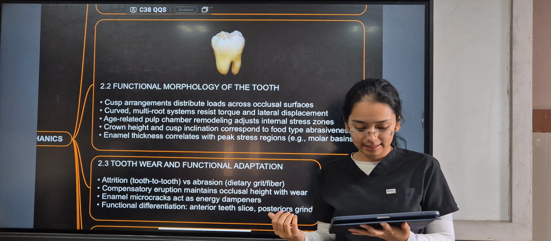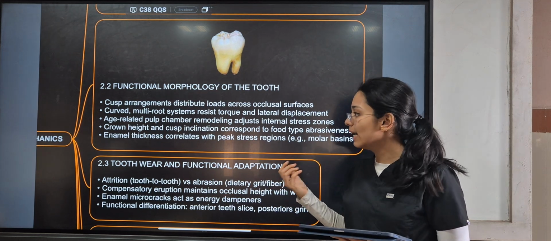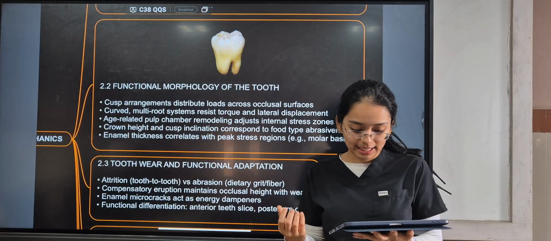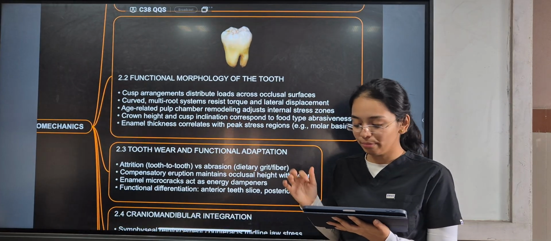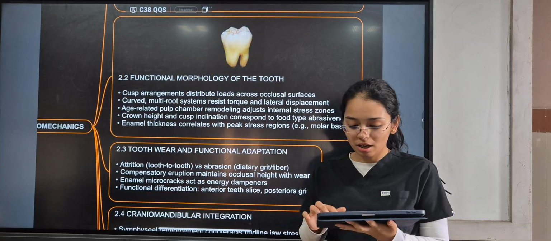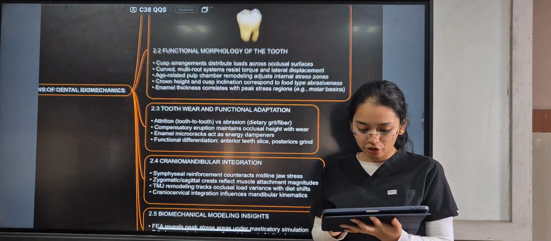Crown height and cusp inclination correspond to food type abrasiveness. Enamel thickness correlates with peak stress regions seen in molar bases. Molar base is nothing but the region where the forces are seen in the teeth. Third, we have tooth wear and functional adaptation.